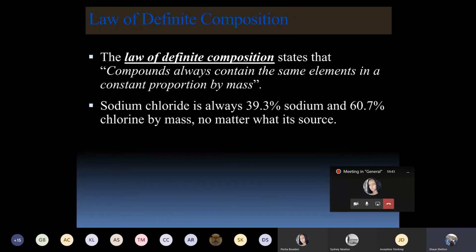So this slide gets us started with percent composition. So the law of definite composition states that compounds always contain the same elements in a constant proportion by mass. So sodium chloride always has 1 sodium and 1 chlorine. The way that we figure out the percent mass is, in this case, percent composition. We look at the molar mass. So sodium chloride has a molar mass of 58 grams per mole. Now, sodium by itself is 23 grams per mole, and chlorine is 35 grams per mole.